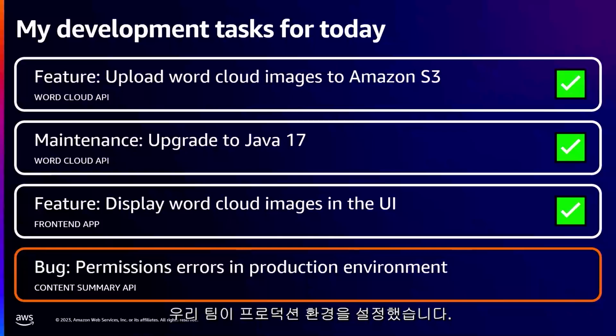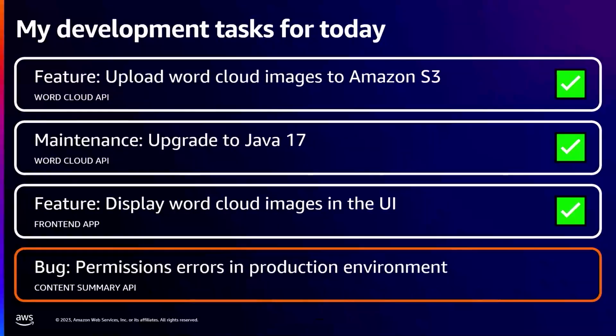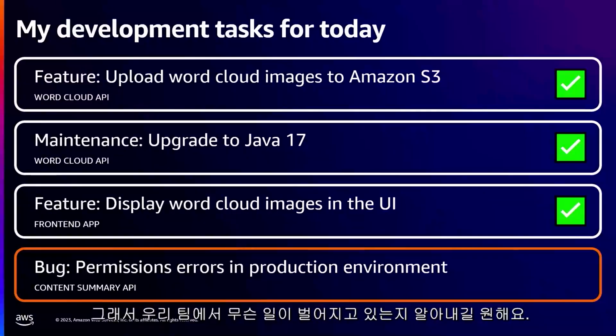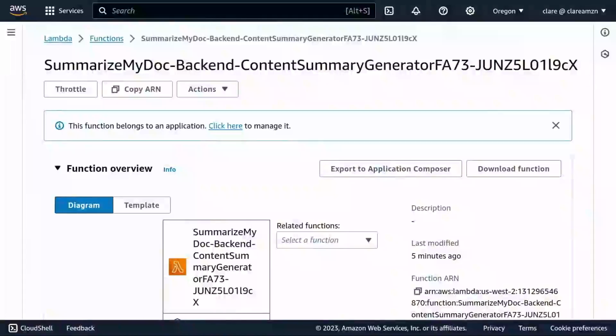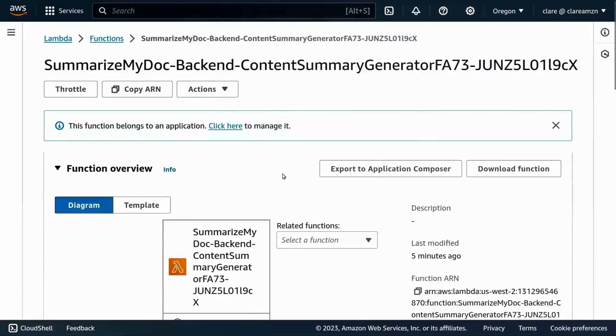My team has set up a production environment ahead of the launch of this application, but we're seeing some permissions errors when we try to use the application in production environment. So my team would like me to figure out what's going on here. First, I'm going to go to the Lambda console and see what's going on. I'm going to go and test the function and see what permissions errors are coming back.